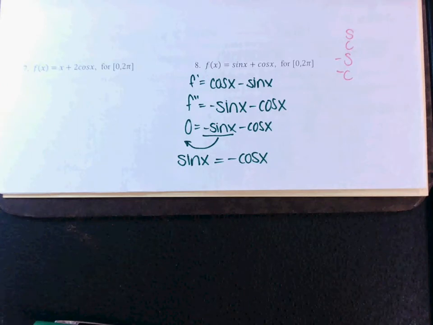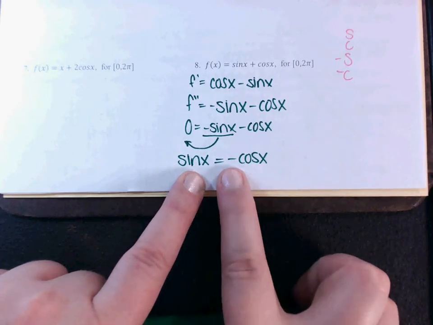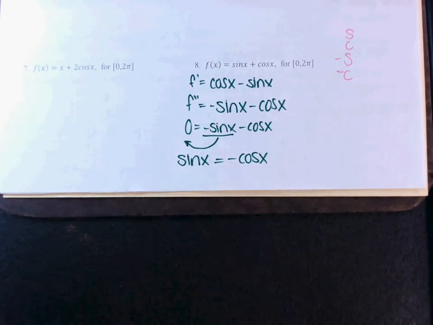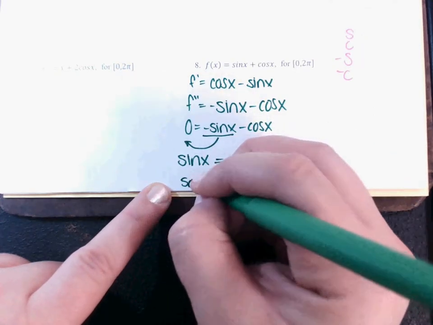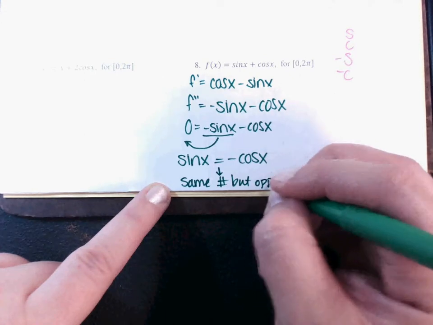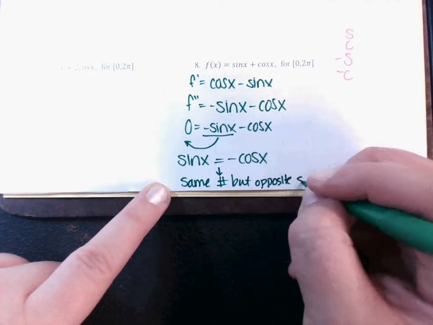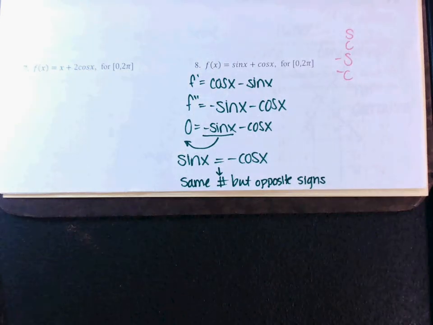However, can they both be root 2 over 2 to make this true? What about that negative, right? They have to be the same number, but they have to be opposite signs. So that means I can't pick pi fourths. I need to pick the quadrants where they're opposite signs to each other.